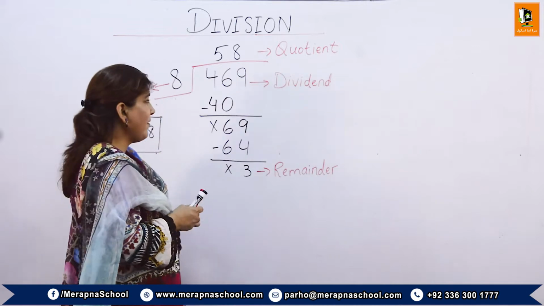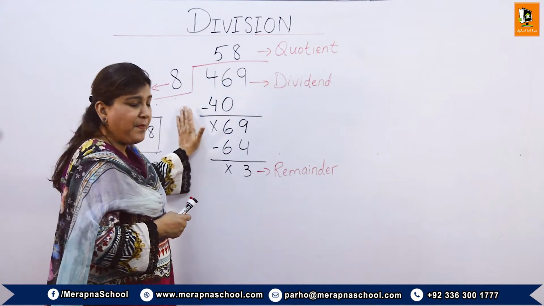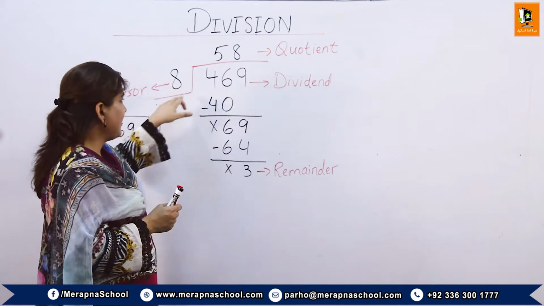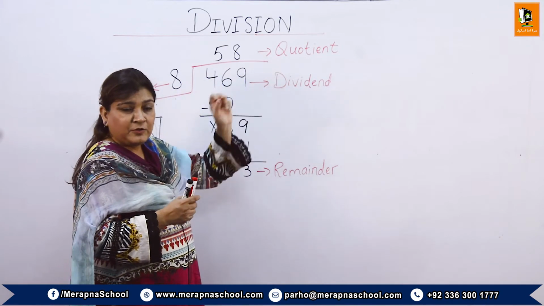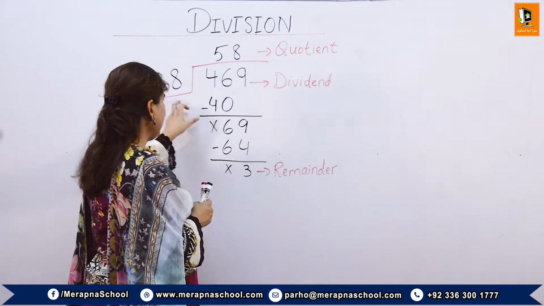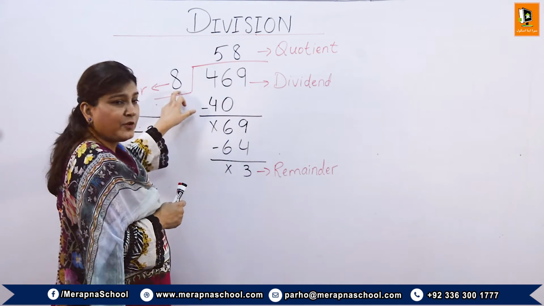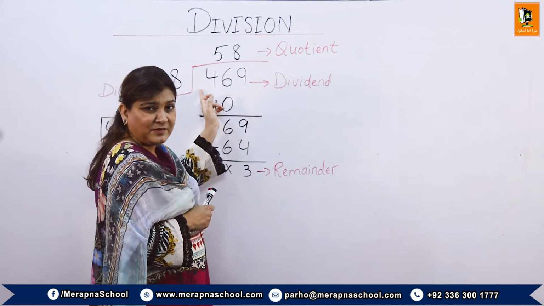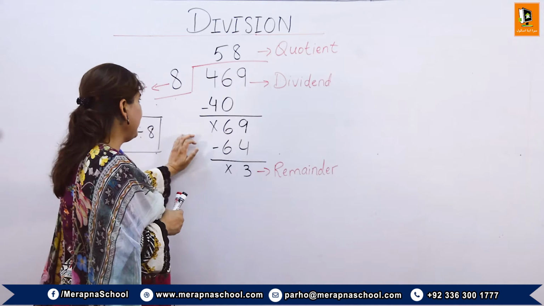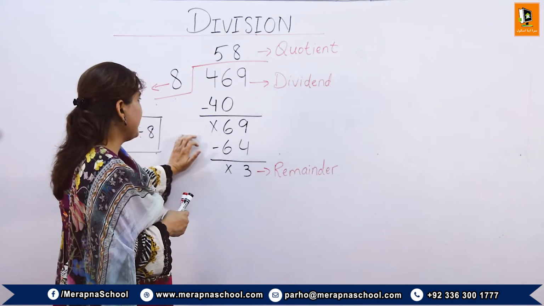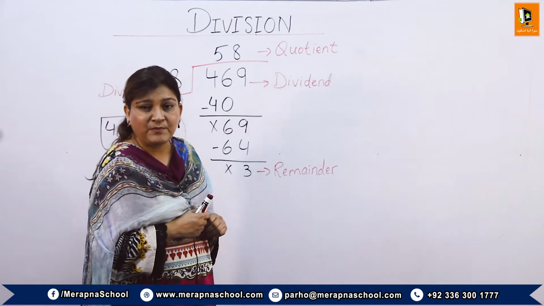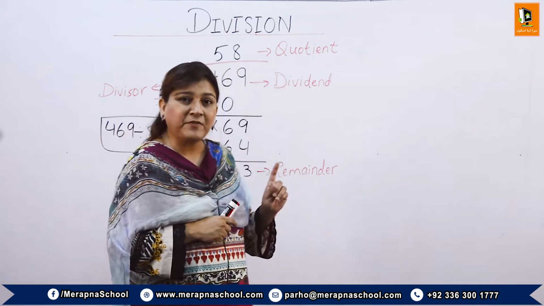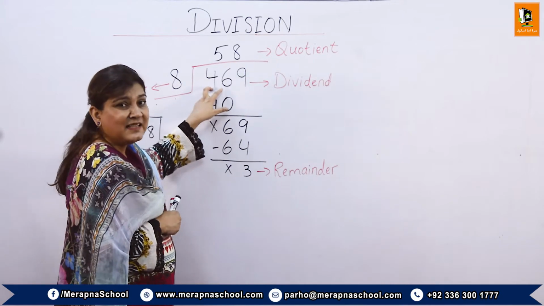Now, here I have solved this division sum. The 8, the divisor, should be outside this sign. To divide any number, we need a sign like this. Now, 8 should be outside and the dividend should be inside the box because it is a bigger number. Now, when we divide 8 with 4, as we know that 4 is smaller than 8, then we cannot divide a single number with a single number. We have to take the 2-digit number, that is 46.